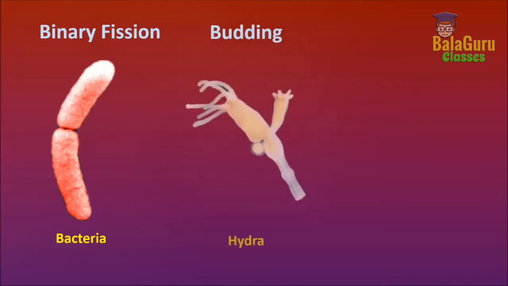Budding. In budding, the organism gives out a bud which further develops into the new organism and it is separated from the parent organism and develops into an independent individual. The best example for budding is hydra.